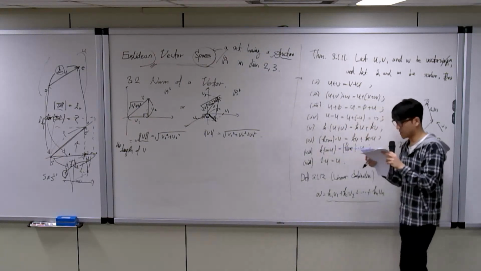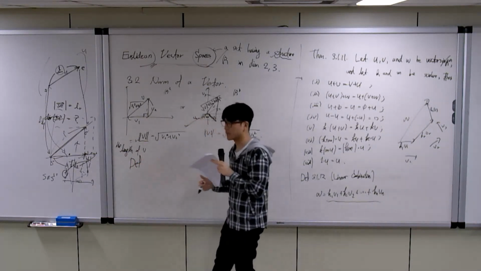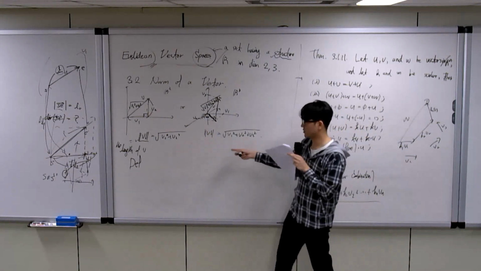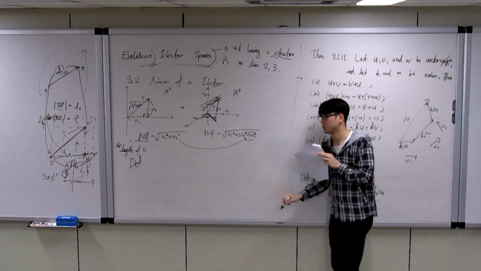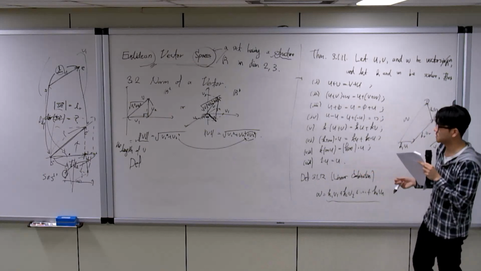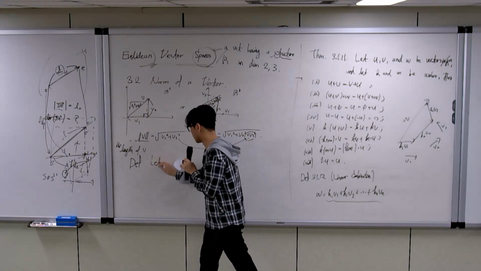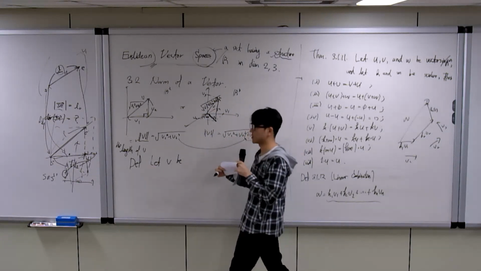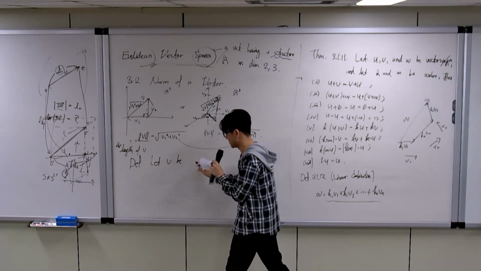And so we might be able to define it in R to the n space using this notation, because it just adds one component at a time. So we define the norm of vector v as the square root of the summation of each component squared.